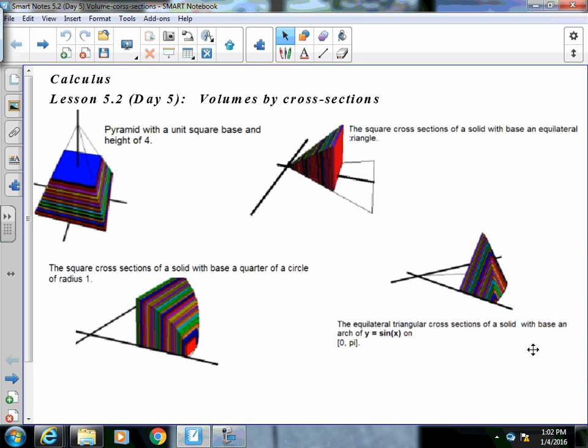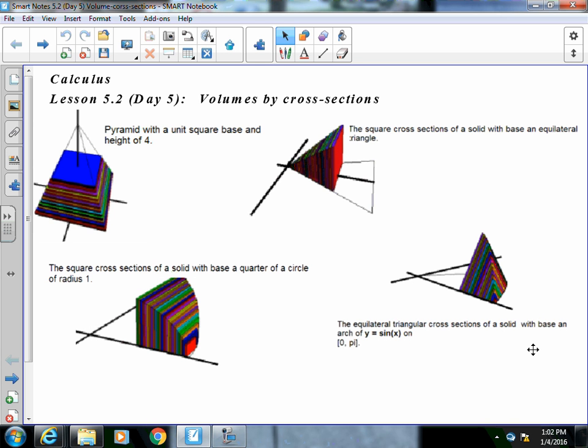In section 5.2, we've talked about disks, volumes of rotations by disks, volumes of rotations by washers. Today, we're going to talk about volumes by cross-sections. And what I mean is, think about it this way: a shape on the wall, and a different shape protruding from it, but it's only as big as that base.